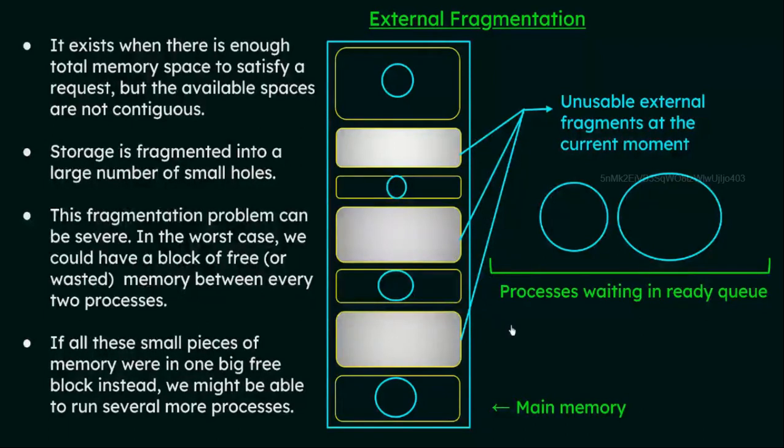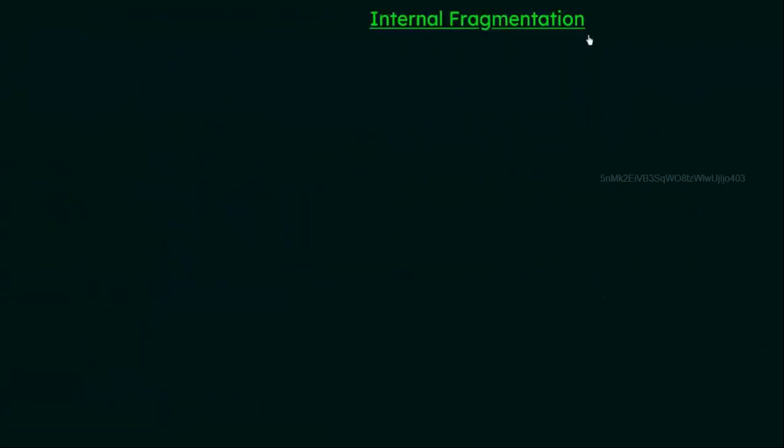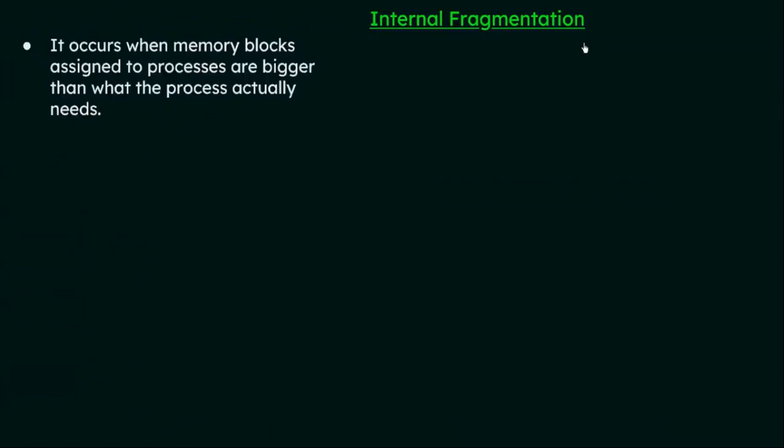Okay, so now let's go to the next one, which is internal fragmentation. So let's see what happens in internal fragmentation. Internal fragmentation occurs when memory blocks assigned to processes are bigger than what the process actually needs. From the name internal itself, we can understand that this is the fragmentation that occurs internal or within the block itself. So within the partition or within the hole itself, if there is a fragmentation occurring, that is what we call internal fragmentation. And when does this occur?